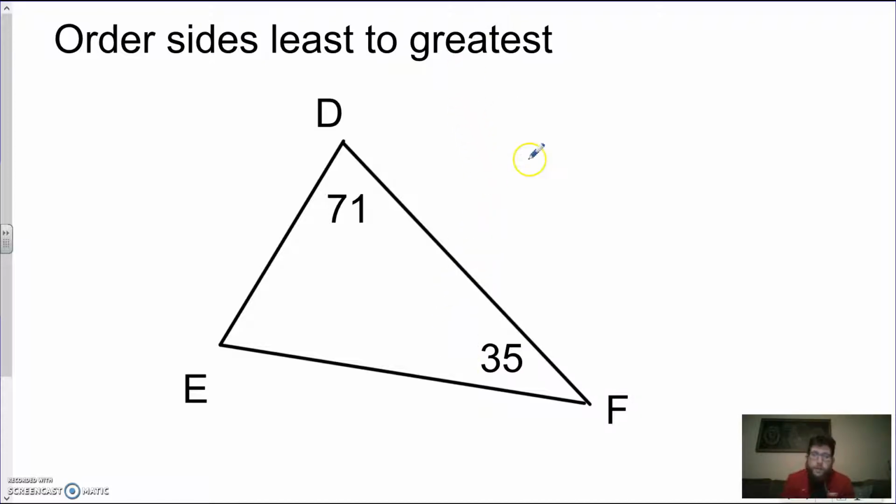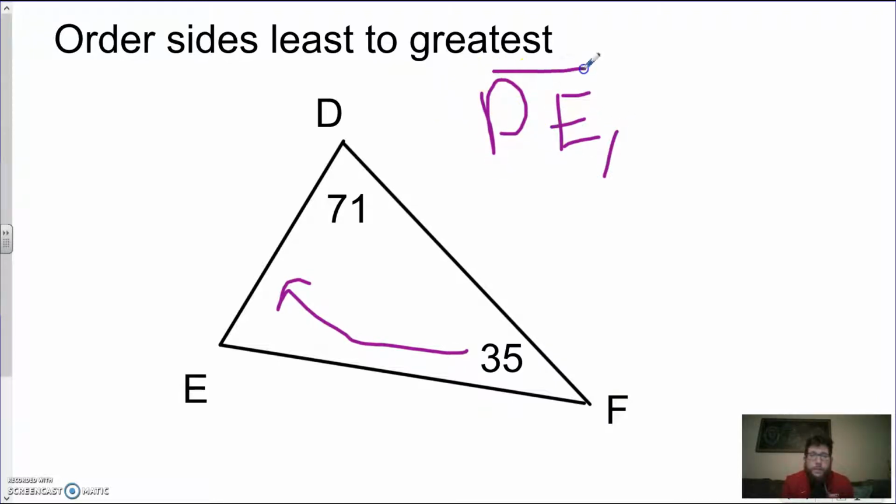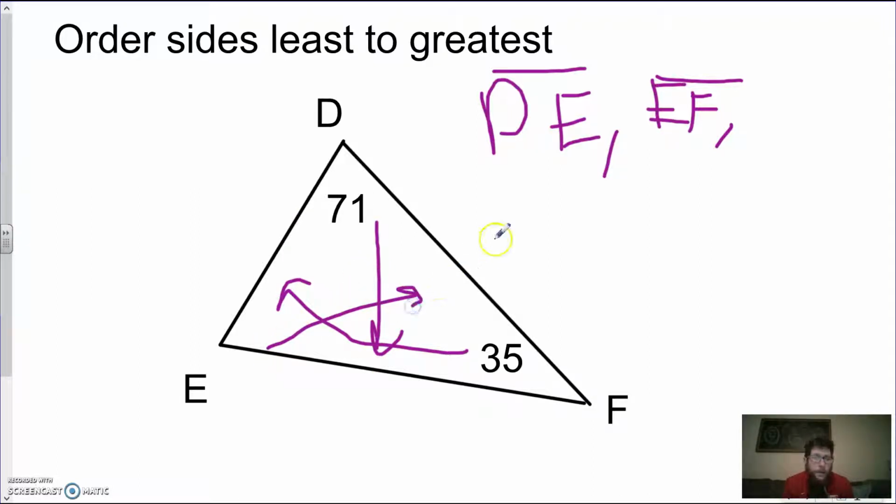Alright, if you solve this correctly, what you should have gotten is that our smallest is DE. My medium one is going to be EF. Sorry, I'm not real good with doing this with a mouse rather than with my hand. And then the last one is going to be opposite this angle. If you solve it out, it comes out to, I think, 74, and you get DF. Okay. If you need an explanation, go ahead and watch the last problem. I worked through that one a little bit better.